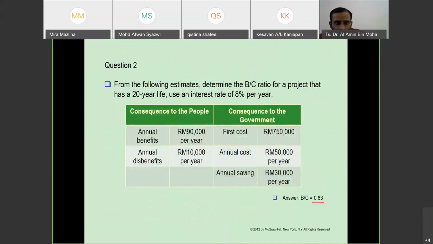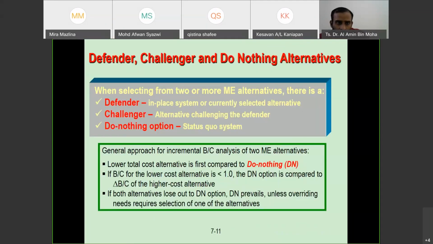The same thing here. They give the information and they ask you to calculate the BC ratio. But now, when we want to select two or more mutually exclusive alternatives, it means that you need to choose only one, mutually exclusive, right? You can't have both. You can't have more than one at the same time.